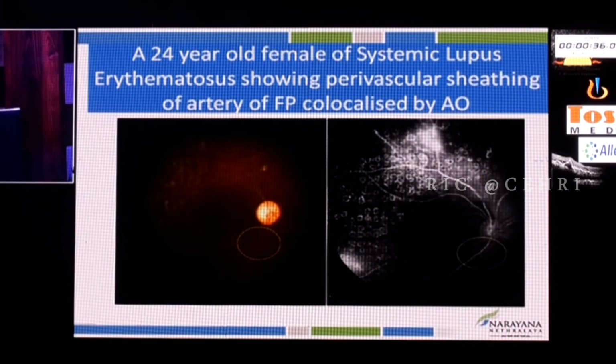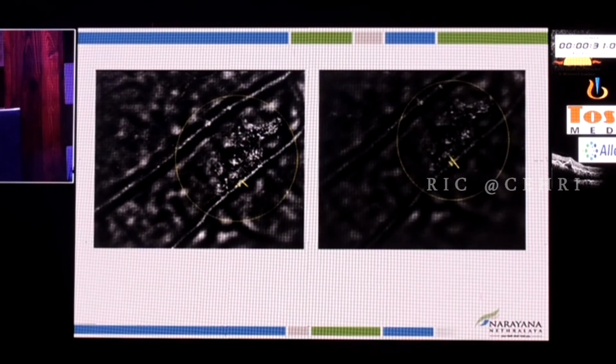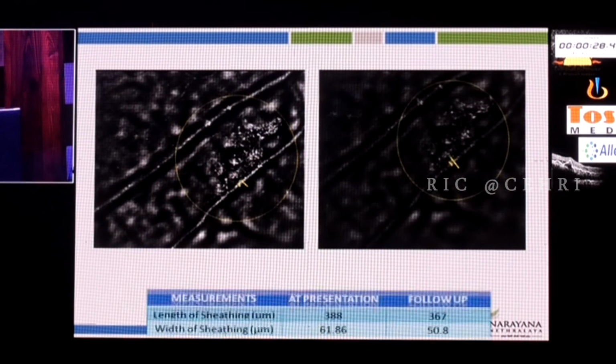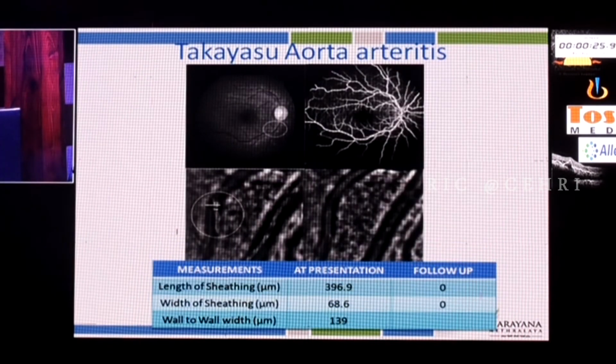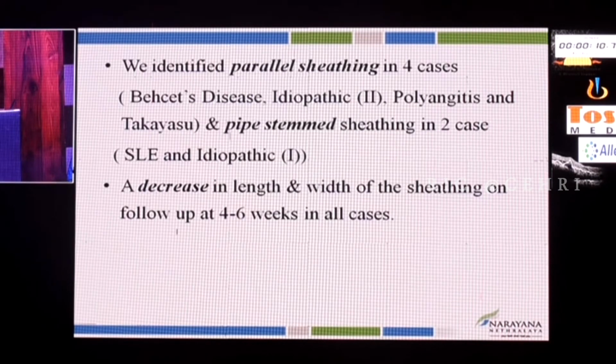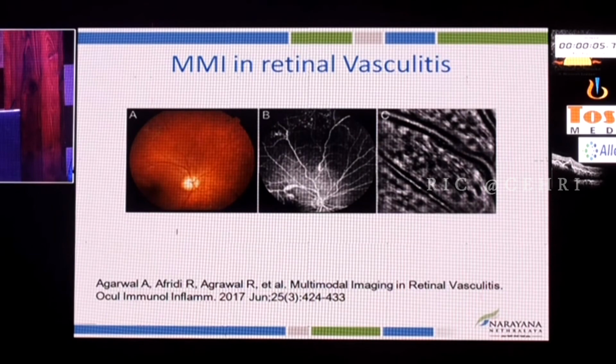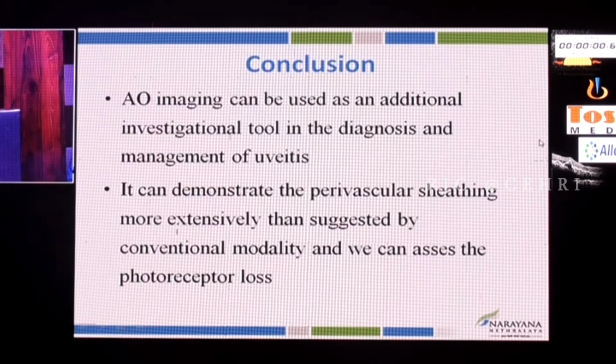Here is a case of SLE, showing perivascular sheathing both on clinical examination and FFA. Adaptive optics shows a decrease in the size of the sheathing with an epiretinal membrane. The next case is a case of Takayasu arteritis, where the fundus photograph and the FFA are normal, but the patient shows a sheathing pattern on adaptive optics which disappears completely following treatment. So we identified a parallel and pipe stem pattern of sheathing in our cases, and here we have taken the case of tuberculous retinal vasculitis showing sheathing on adaptive optics.